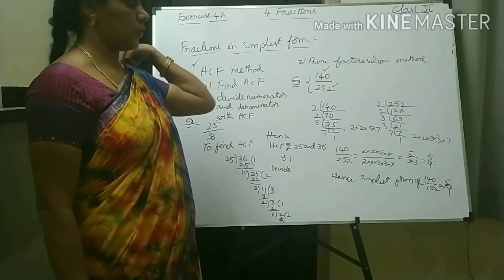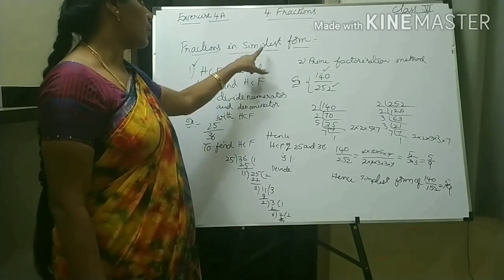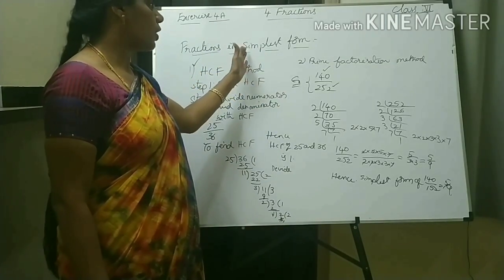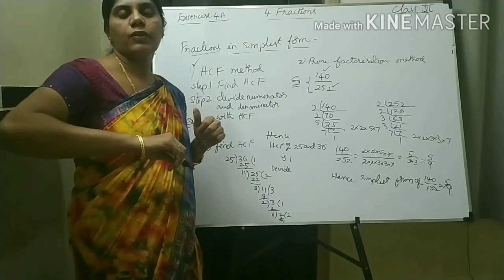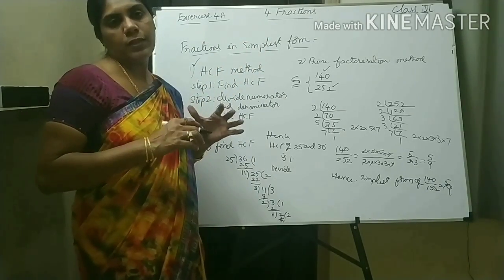In these fractions, see, fractions in simplest form. How to find out, how to convert the given fractions into simplest form? What does simplest form mean?